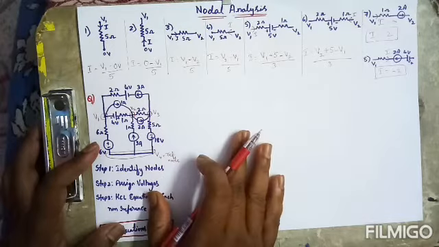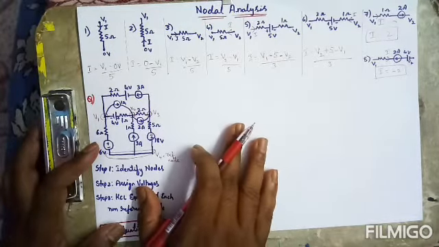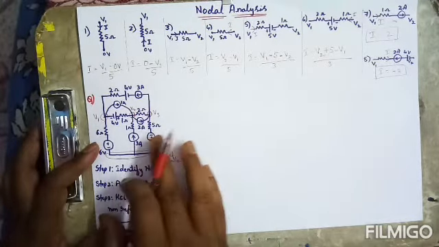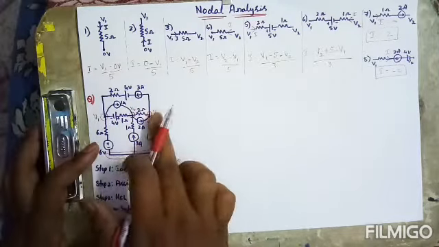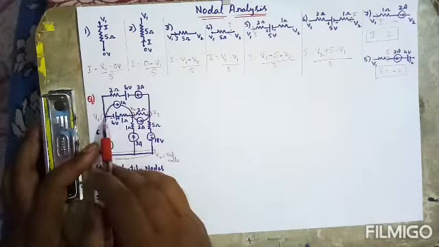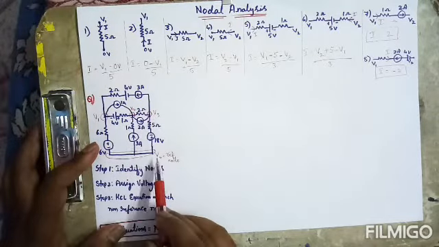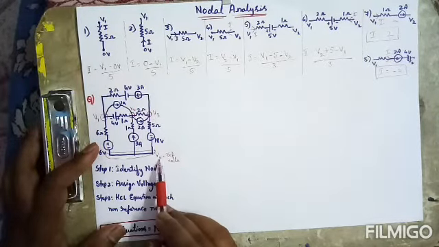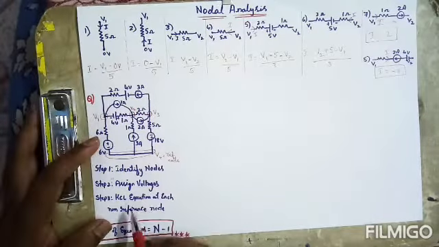So the number of expressions we are going to get here will be given as number of nodes minus 1. So here 1, 2, 3, 4 minus 1. Only 3 expressions we get, meaning we got 3 non-reference nodes. This is the reference node, so we won't get any expression for this. Okay, so that is step 1.